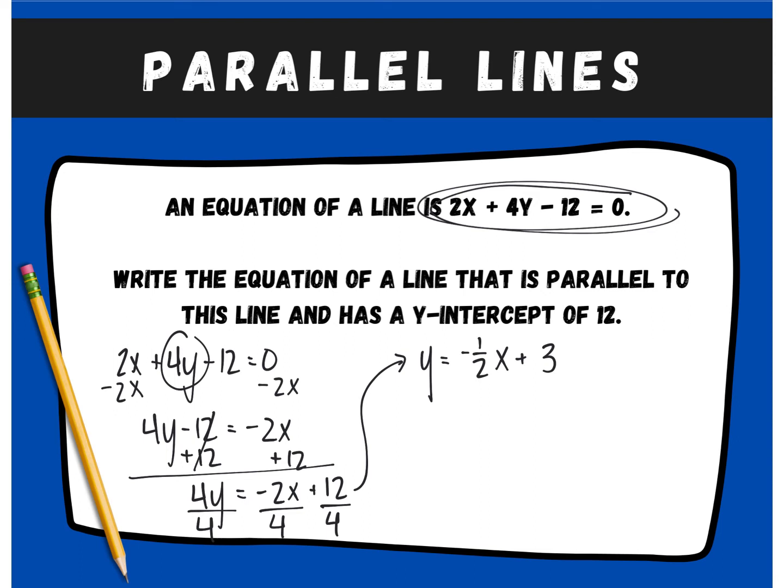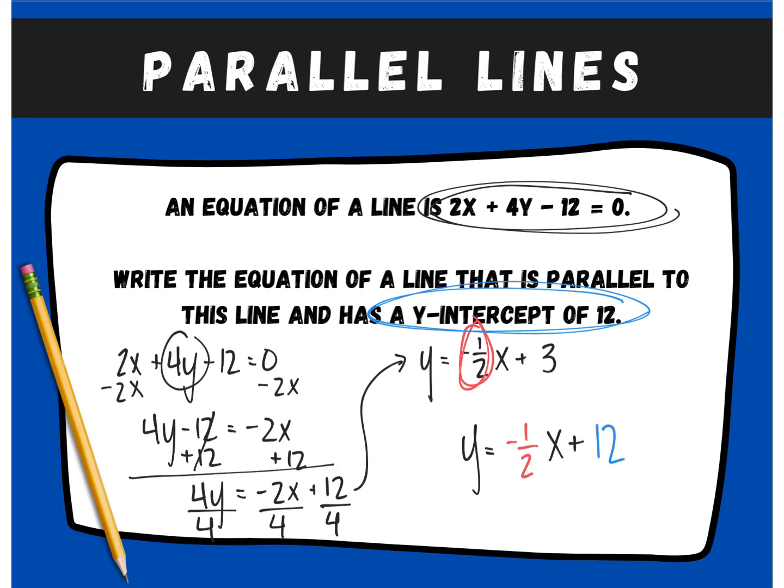Now what I really need from this is the slope, because I'm writing the equation of a parallel line. For my parallel line, I know I have to use the exact same slope, which means I'll plug in negative 1/2 for my m. And then the problem tells me that this line has a y-intercept of 12, so that's what I'll use for b.